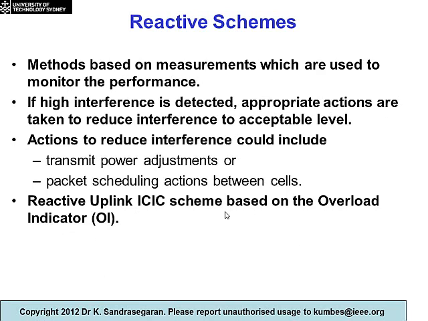So as I said earlier, we talked about reactive and proactive schemes. So in reactive schemes, we make measurements and we monitor the performance. If we notice that the level of interference is getting very high, we might have to take some appropriate action. Okay, so one possible action would be you could ask your UEs to reduce the transmit power, and also you might make packet scheduling decisions. You might coordinate that between cells so as to reduce the interference. And we'll have a look at different ways that this can be done as well.